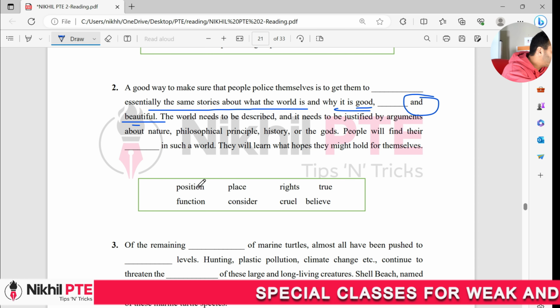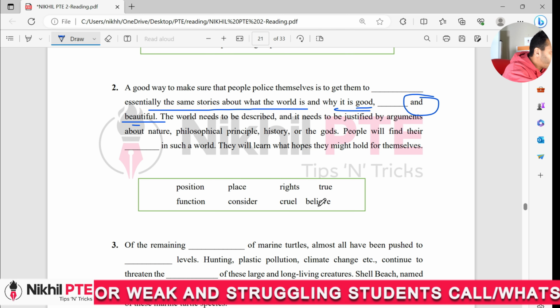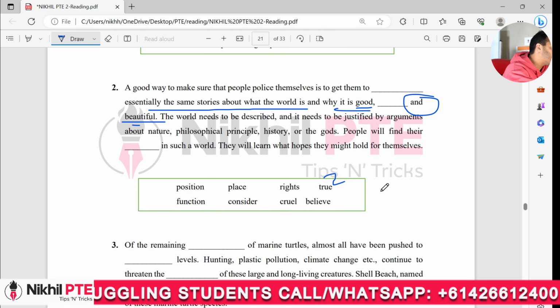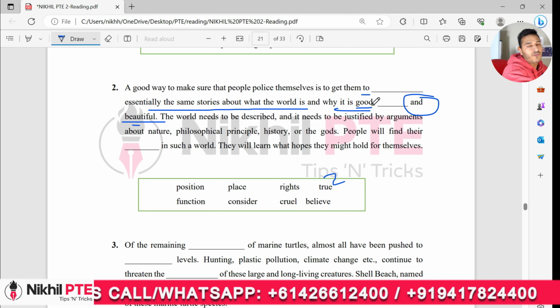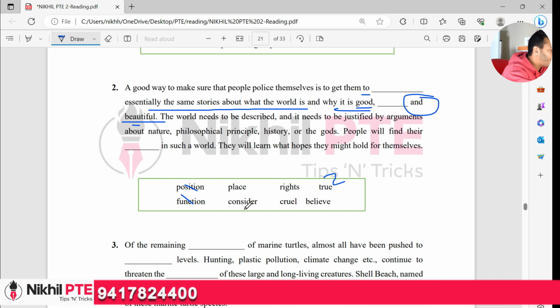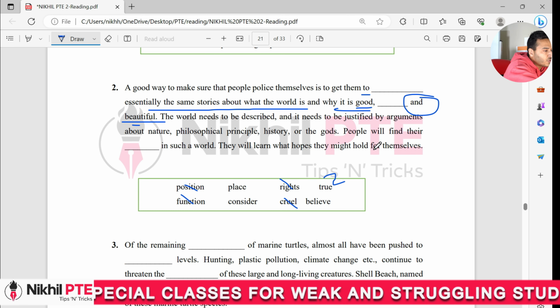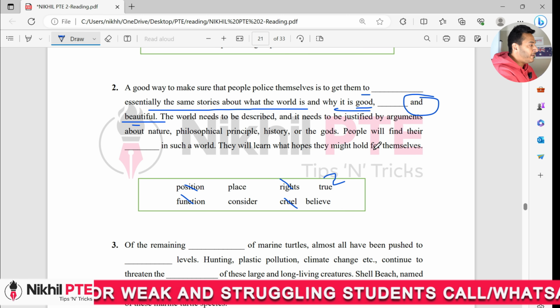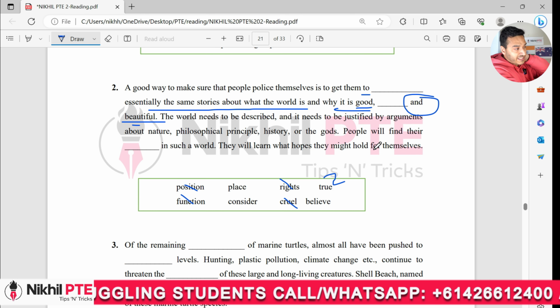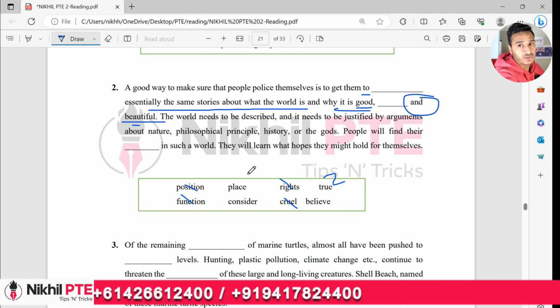So what will be the right answer? Position, place, consider, function, rights, cruel, no, believe, no, true. Answer will be true. Second, for true. And here after 'to', what will come? After 'to', the first form of verb will come. Position, function are not in first form, and rights is not in first form. Cruel, no. So the answer will be between place, consider and believe. Now understand the situation. See, with the help of grammar rules, you can see four options are gone and the second option we already found, right? So that is the reason grammar rules are very important.